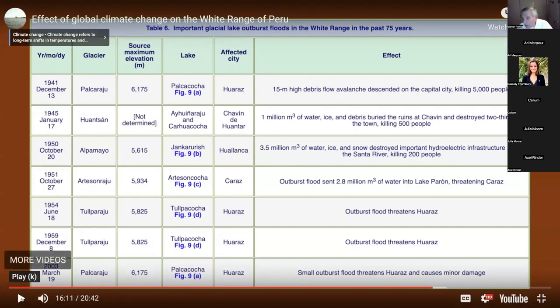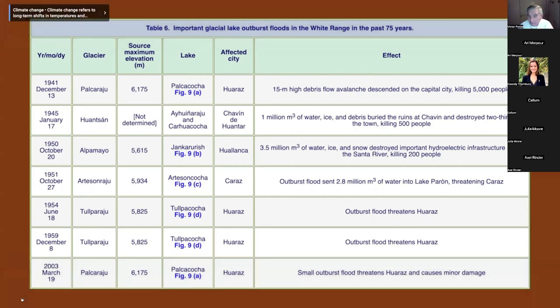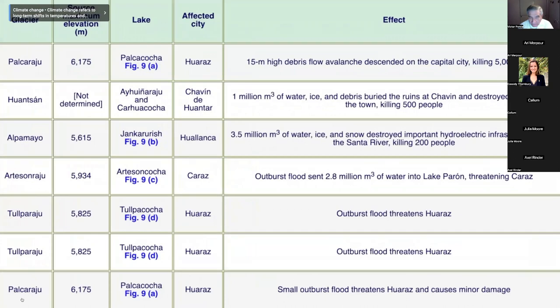There's actually a book on this subject that was put together by a gentleman from Oregon who went out there and did a doctoral thesis on the subject of glacial lake outburst floods in Peru. How interesting. Since the year 1725, with the majority of them occurring in the past century alone. The cities affected have been Huaraz, Chavín-de-Huántar, Huayanca, and Caraz.